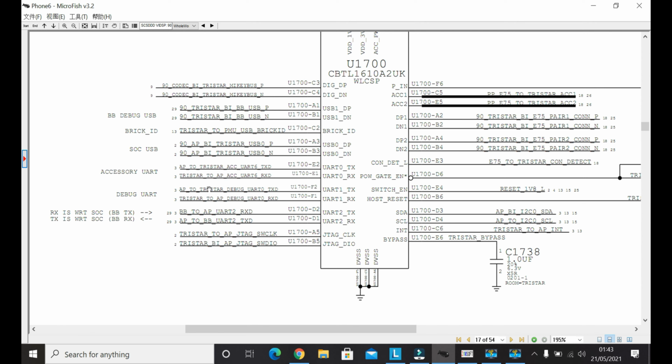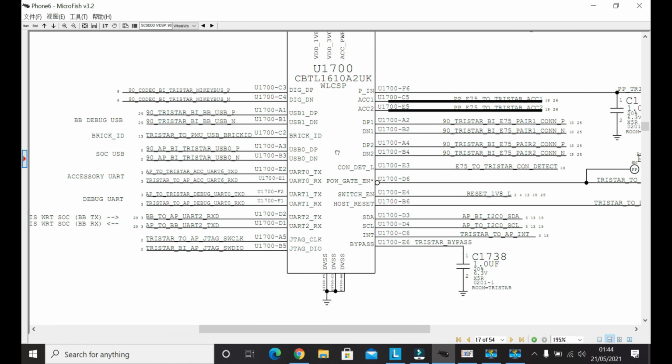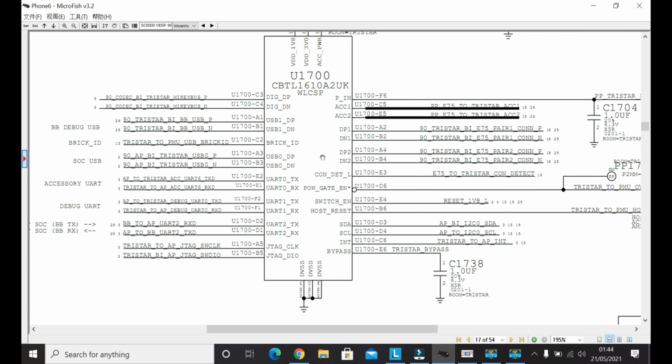And now application processor to TriStar. That is an application processor signal coming to the TriStar, so that's an input here. And then TriStar to application processor debug UART, so that's from TriStar to the application processor. So that is how inputs and outputs are explained. And it is again a very short video, because I just like to focus on the content and deliver the message straight away. And this is it, guys.